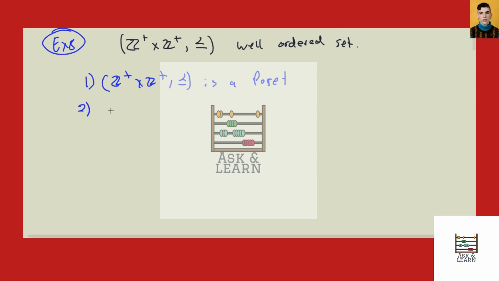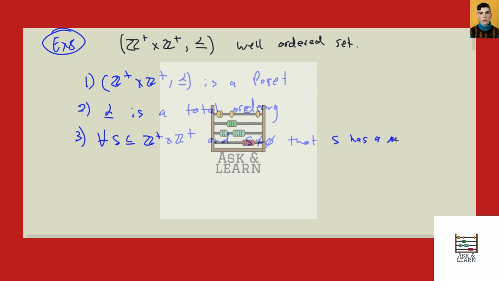Now, for the next thing, we want to show that our ordering is a total ordering. And then for 3, we want to show that for every S that is a subset of Z plus cross Z plus, and S is not the empty set, that S has a least element. I guess technically it does have a minimal element, but more exact, it needs a least element. All right, so let's go ahead and start.